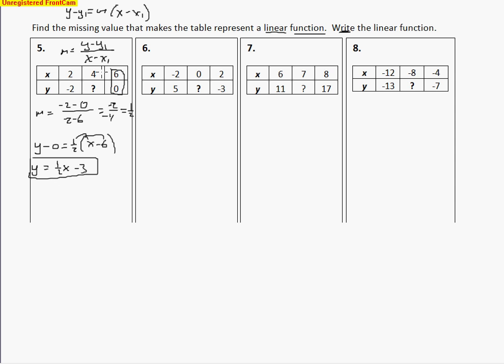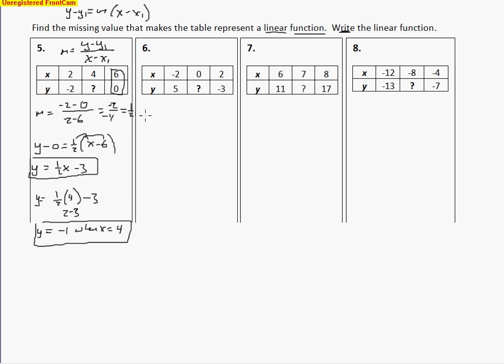So now I'm going to find out what the question mark here is. So I'm going to input 4 in for x. That's why they call that the input. You input 4 in for x, and when I do that, I take half of 4 as 2. 2 minus 3 makes negative 1. And remember, that's what a function is. You always get the same answer. So let's write down y equals negative 1 when x equals 4. That was our solution there.